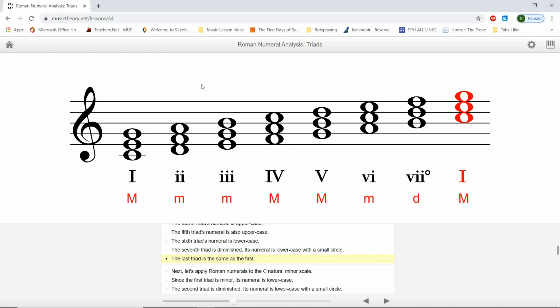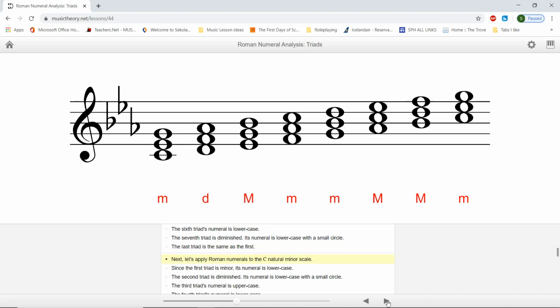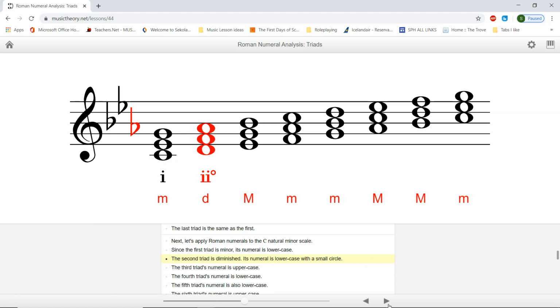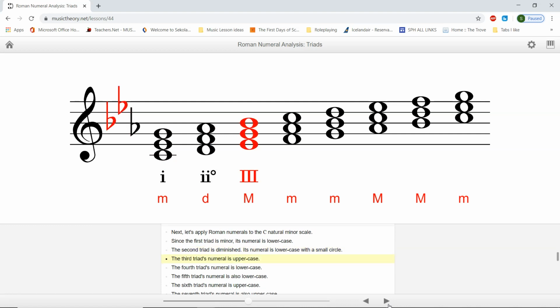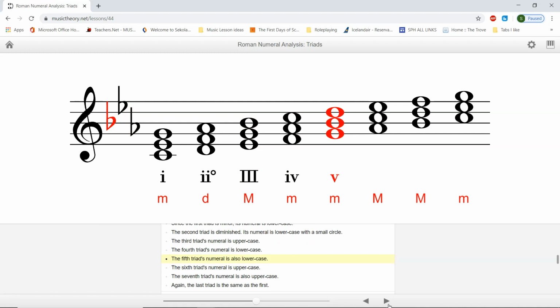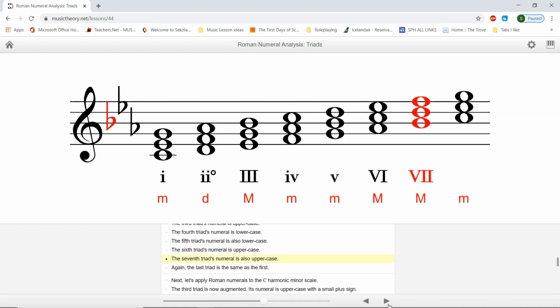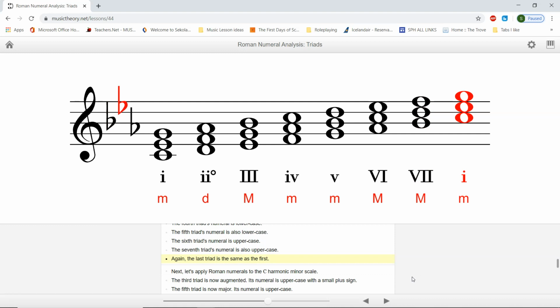So we're only going to worry about the triads when it comes to major scales and when it comes to minor scales. So we have C minor written out. Don't worry about the key signature. I just want to help you understand how these minor scales work. You might actually see a pattern if you're really smart. So the first is always minor in a minor scale. The second is always diminished. The third is always major. The fourth and fifth are always minor. The sixth and seventh are always major. And then the last triad is the same as the first. It's minor.